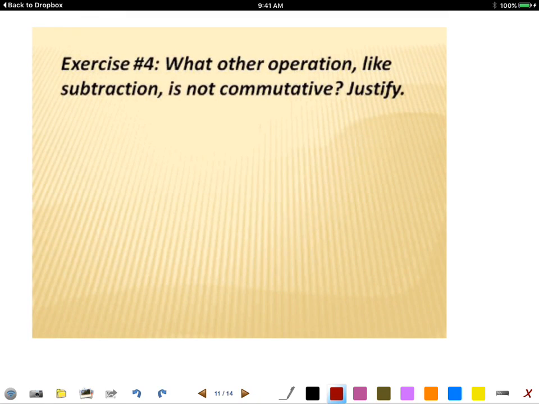What other operation, like subtraction, is not commutative? Meaning you couldn't switch it around and it be the same. Who knows? Liam? Inverse. Well, we're looking for another operation. Riley? Division, yes. Division.